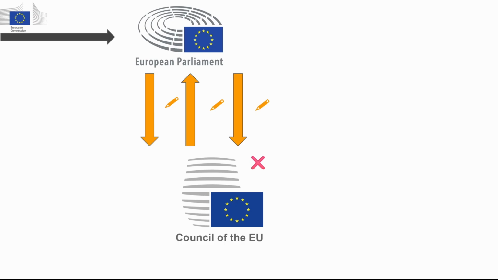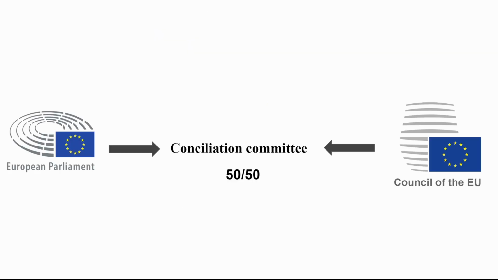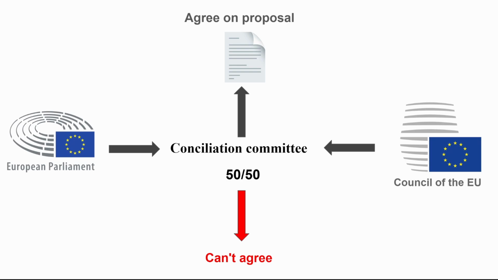And the council also doesn't have the power, as the parliament had, to just straight up cancel the law. So in this stage, if they still can't agree, then they set up what's called a conciliation committee. This conciliation committee is made up of 50% delegates from the parliament and 50% delegates from the council. And they try to reach a compromise.